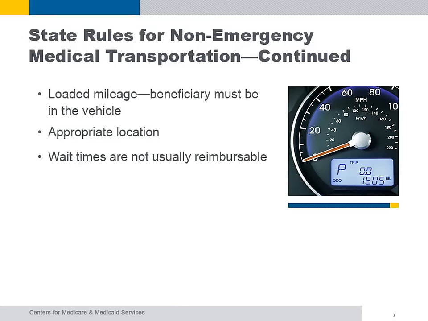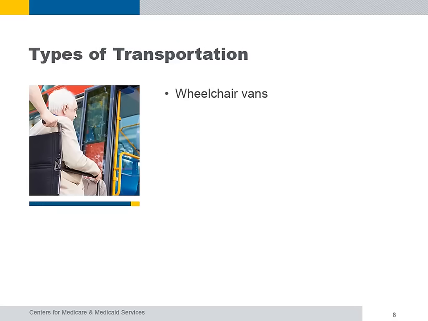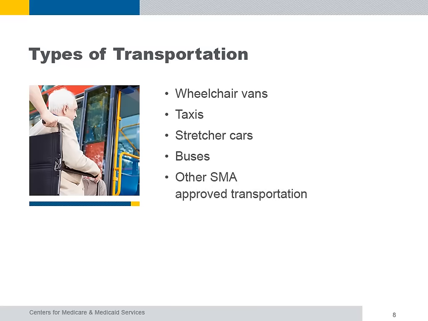Certain modes or types of transportation can be offered by state Medicaid programs. Let's see what types of vehicles are covered. States decide the vehicle types allowed for NEMT, and when, if at all, they allow exceptions. The vehicles that are typically used for beneficiary transport to and from covered medical services include wheelchair vans, taxis, stretcher cars, and buses. The SMA may also choose to use other types of transportation, such as air transportation or an ambulette. Check with your SMA for details.